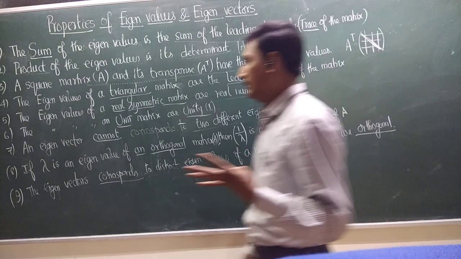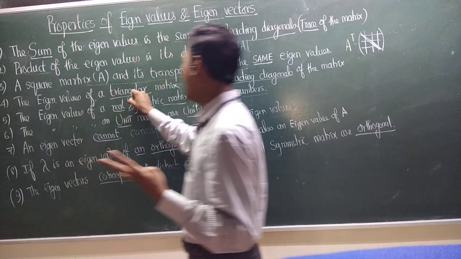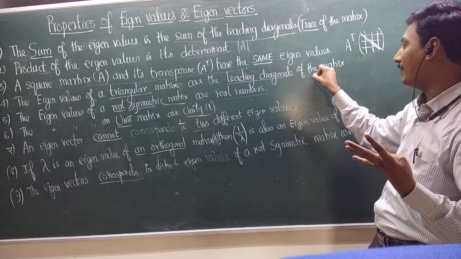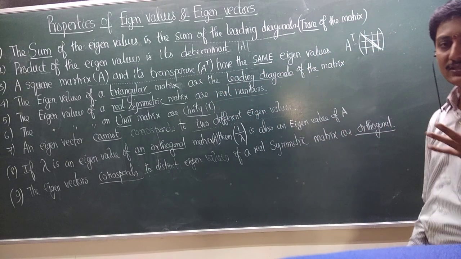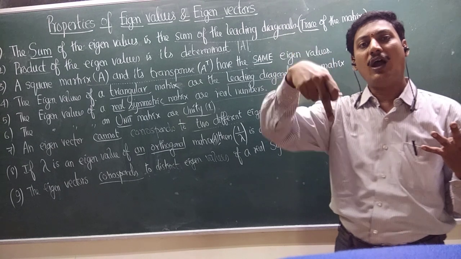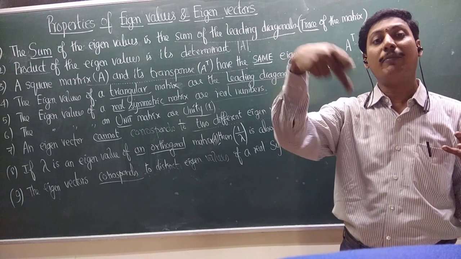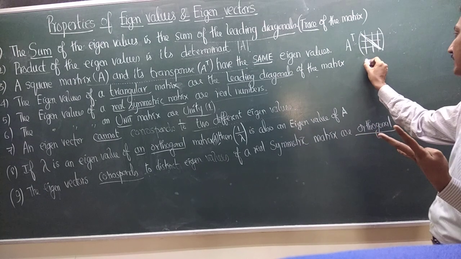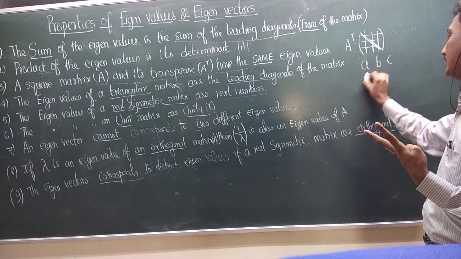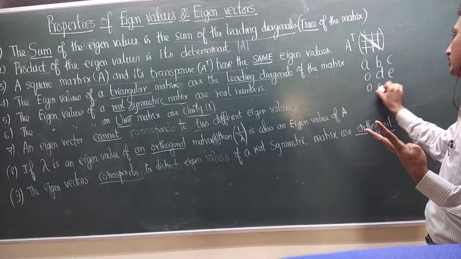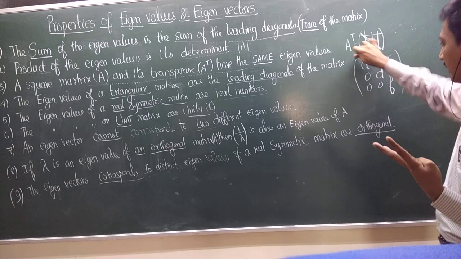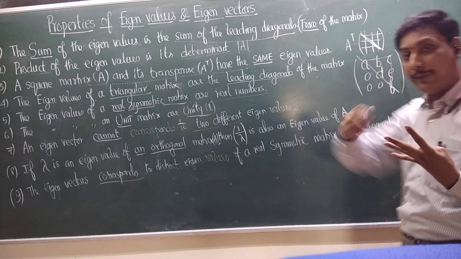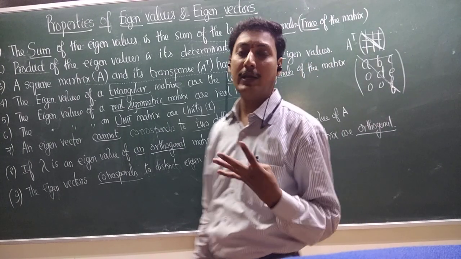Fourth one, the eigenvalues of a triangular matrix are the leading diagonal elements of the matrix. What is a triangular matrix? Please go and watch our separate video on types of matrices. Triangular matrices have two types. One is the upper triangular matrix, for example, A, B, C, 0, D, E, 0, 0, F. If you fix the diagonal, the triangle is formed above the diagonal elements. This is called the upper triangular matrix.